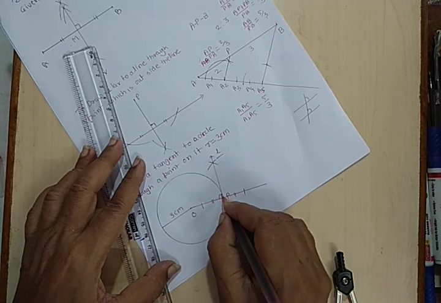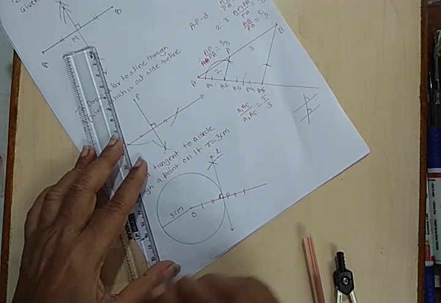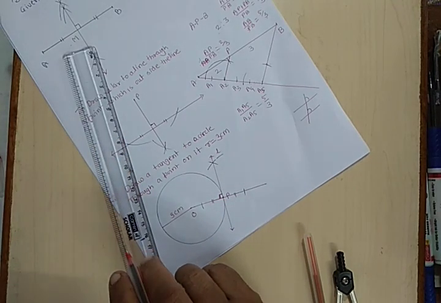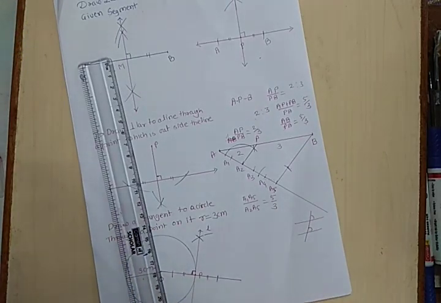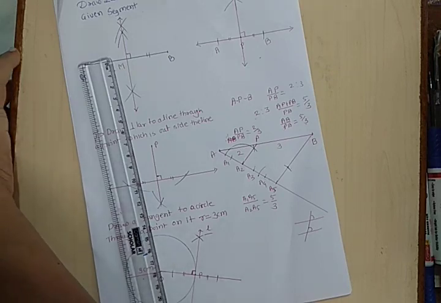Here we have to mark a right angle because the tangent is always at right angle with the radius.